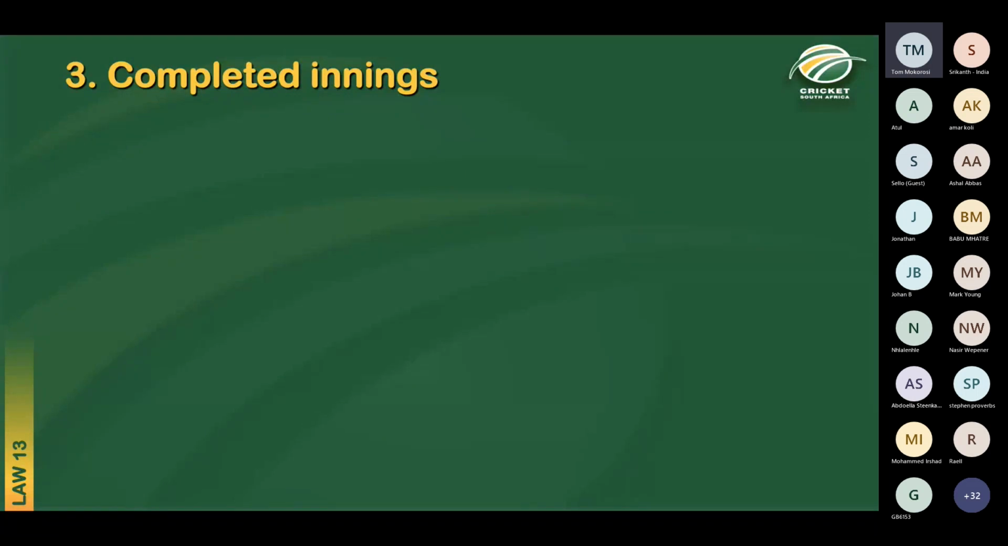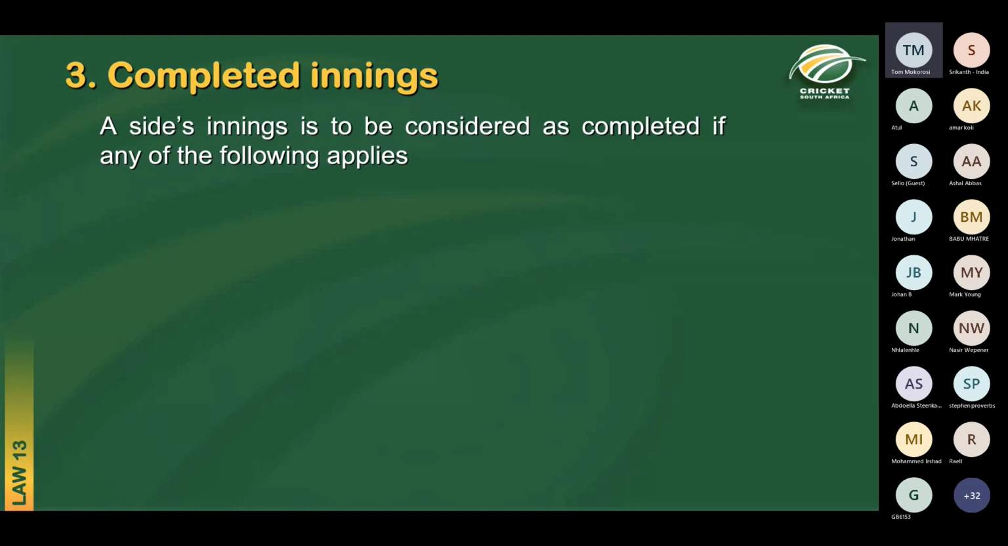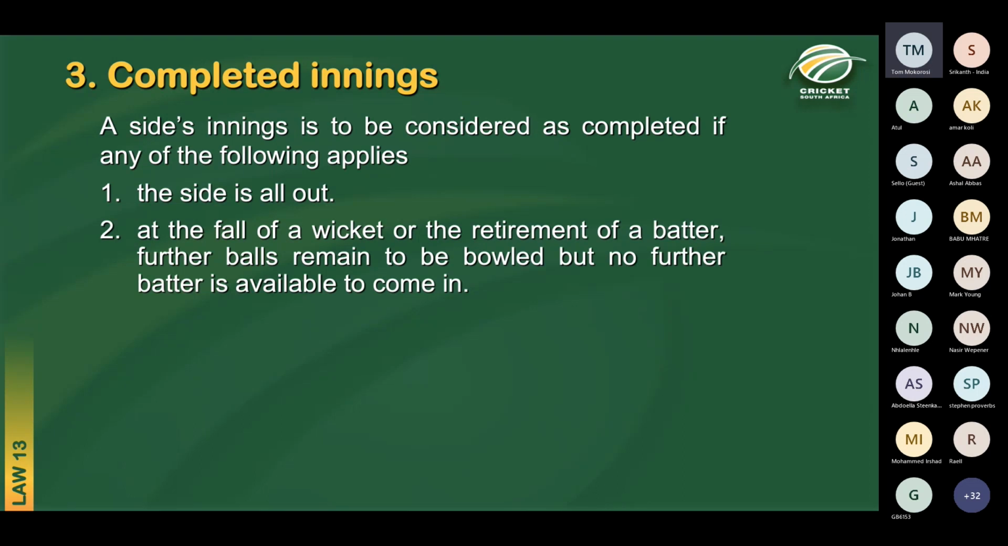So earlier I alluded to a completed innings. What is a completed innings? A side's innings is to be considered as completed if any of the following applies. Of course, if the side is all out, they've lost all 10 wickets, then the innings is completed. If at the fall of a wicket or the retirement of a batter, further balls remain to be bowled, but no further batter is available to come in, most likely due to injury, then the innings is completed.